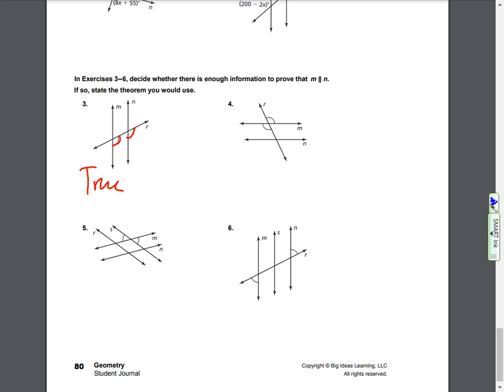Number 4, is there enough information to say that m is parallel to n? We know that this angle and this angle are congruent. Okay, those are vertical angles. That should always be true. But I'm going to draw some over here. If I had something like this, right, and this was m, and I had something like this, and this was n, then I have my transversal, okay? These two angles are still equal to each other. So this is actually going to be false. There is not enough information there to prove that m is parallel to n.